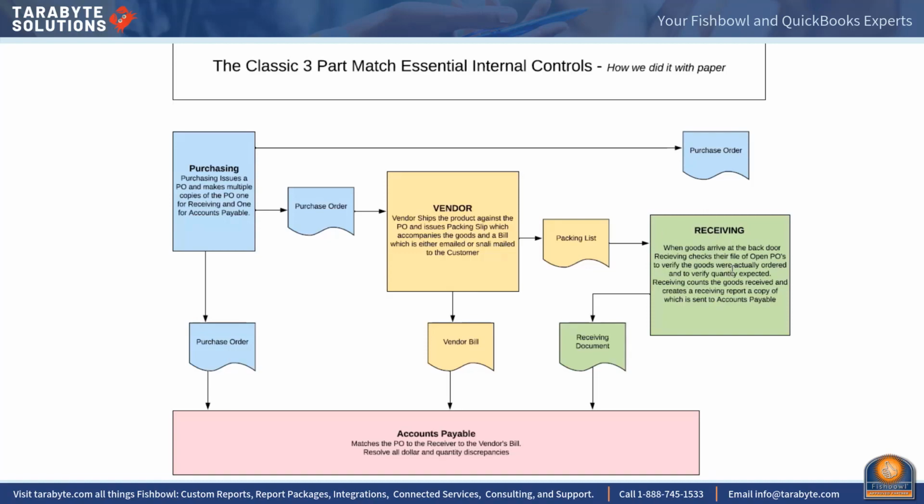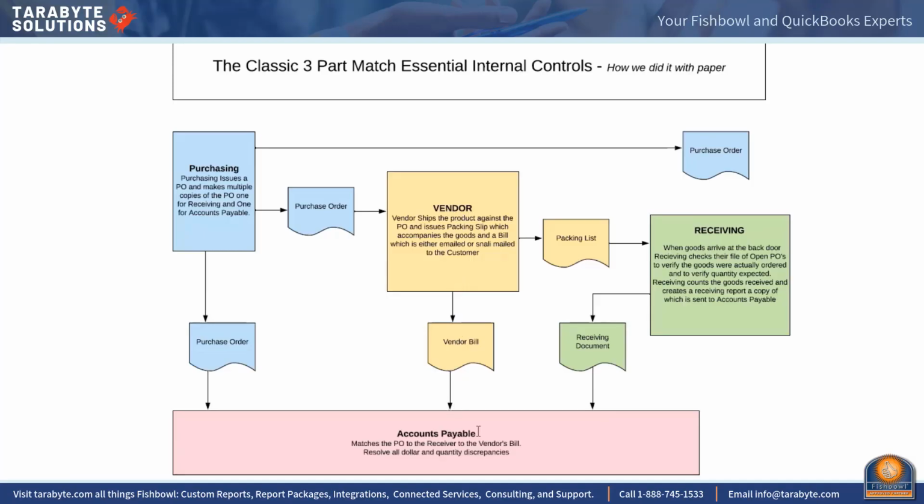And they're going to make sure the goods are in good condition. They're going to count them. They're going to verify that they were authorized to be purchased. And they are going to send that, probably with the packing list, as a receiving document, which also goes to accounts payable. In the meantime, winging through snail mail back in the day, a vendor bill would also come to accounts payable.